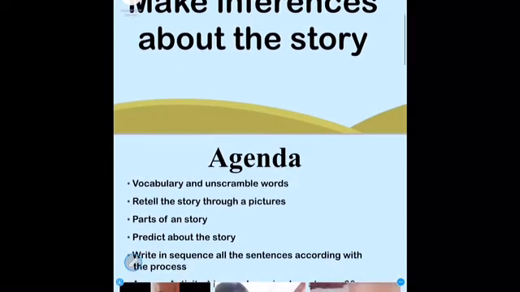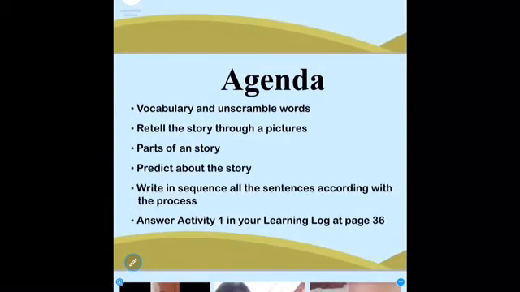The agenda for today is vocabulary and unscramble the words. Retell the story through pictures, parts of the story, predict about the story, and write in sequence all the sentences according with the process. And finally, answer activity 1 in your learning log at page 36. Today we are going to work with your learning log on page 36. Not right now, I will let you know. So let's start.